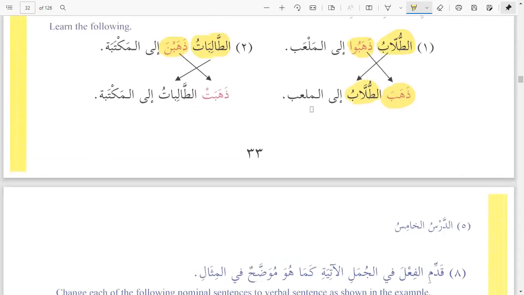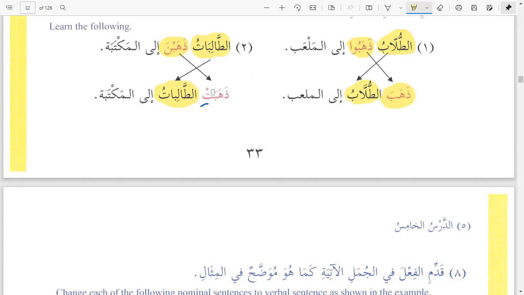Zahaba tulabu ilal mal'abi. The students went to the playground. It is the same with the feminine plural in the verbal sentence, jumlatul fi'liya. Zahabat talibatu. So how will we pronounce it? Zahabatit talibatu ilal maktabati. The female students went to the library.